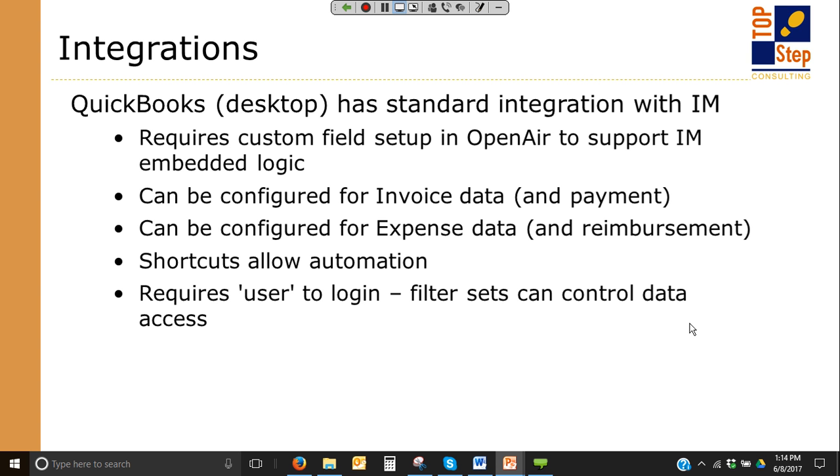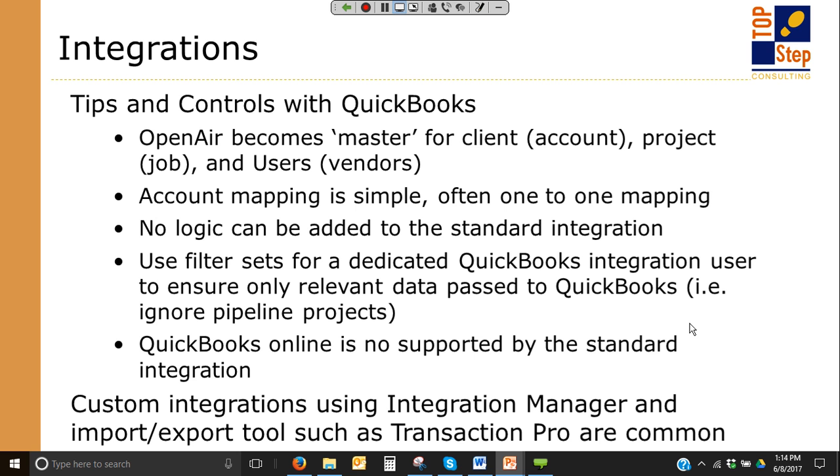Now the tips and controls regarding the standard integration: something to be aware of is when OpenAir is connected with QuickBooks, OpenAir becomes the master. So if you have a new client that you want to set up in QuickBooks, you have to put them in OpenAir and let OpenAir pass that over to QuickBooks. If you have a new project, you set that up in OpenAir and that passes over to QuickBooks as a job against that client or that account.